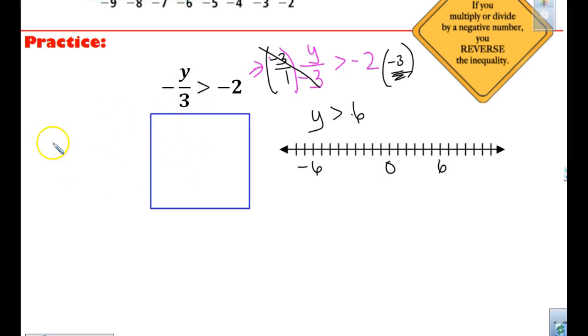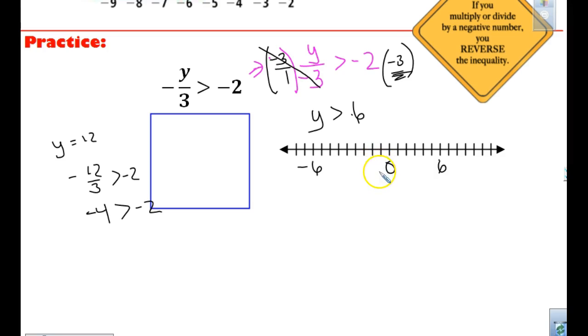So let's check. If we put in y equals 12, and I look at the original problem, the original problem was -12 divided by 3. Is it greater than -2? You're shaking your head yes, or you're like, no, no way. This is -4. Is -4 greater than -2? No. No. What did I do wrong? Negative times negative is positive.